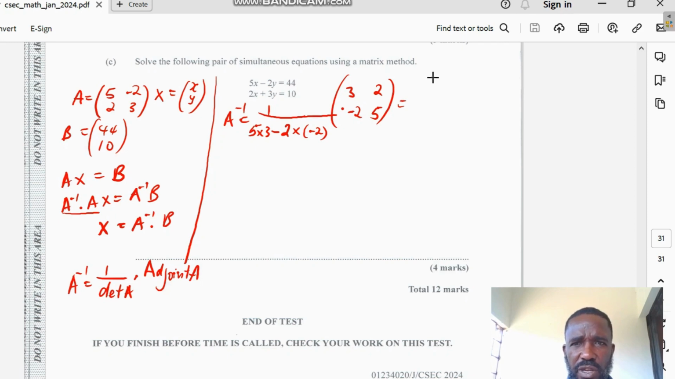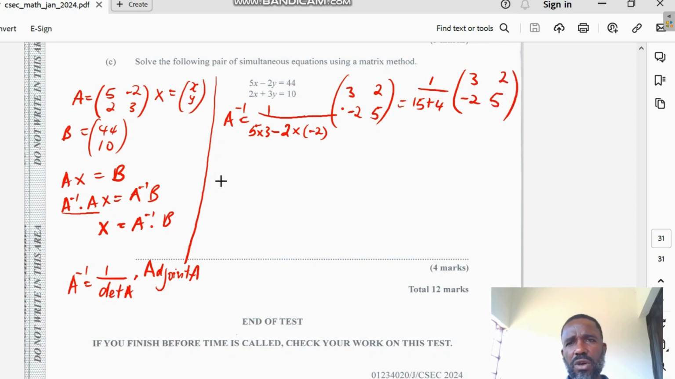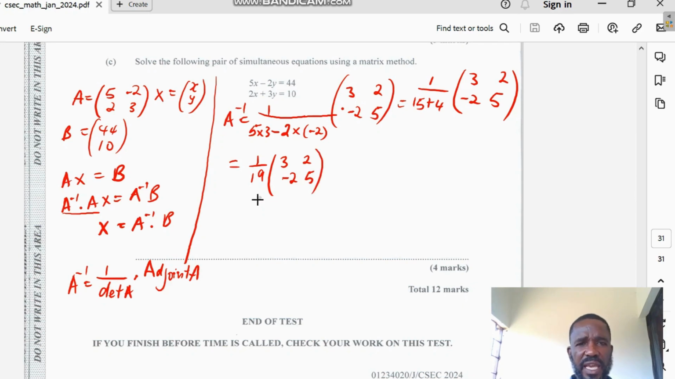So it's actually equal to 1 over 15, and negative times negative will give you a positive, plus 4, times 3, 2, -2, 5. To simplify that, we would have got 1 over 19 times 3, 2, -2, and 5. So that's how we would go about finding A inverse.